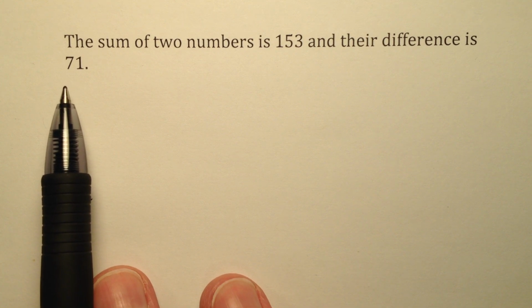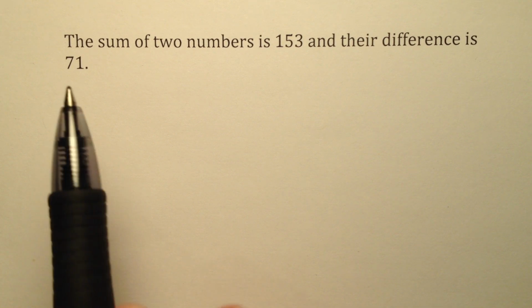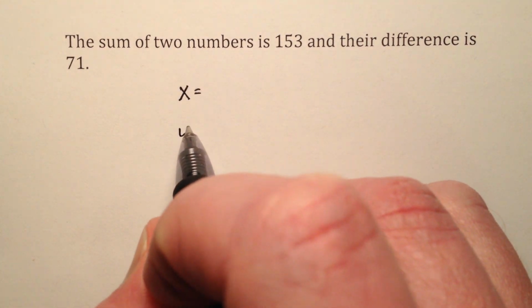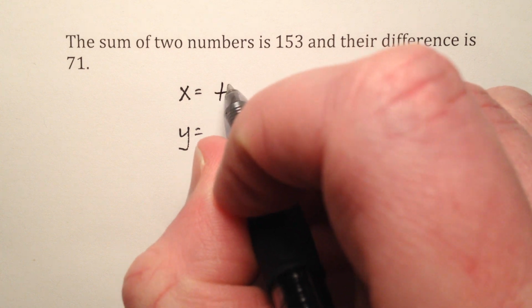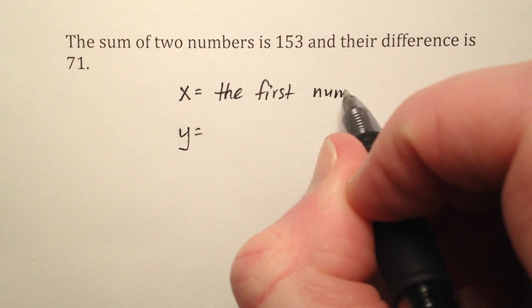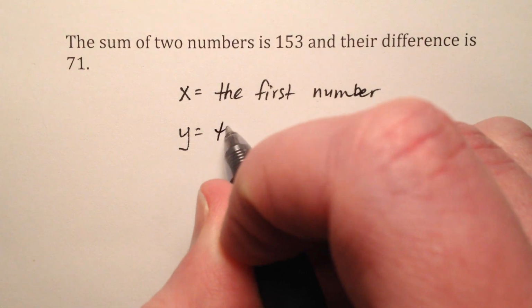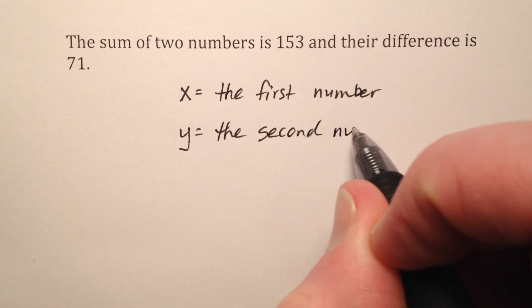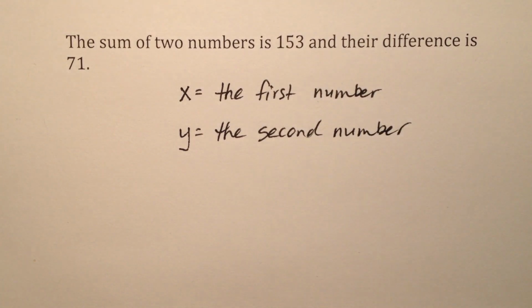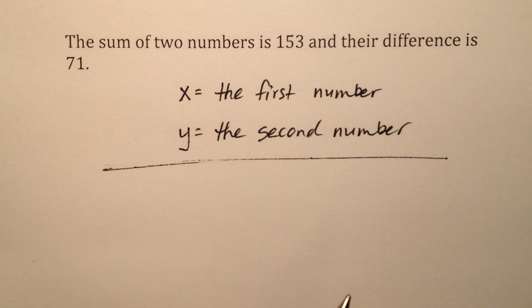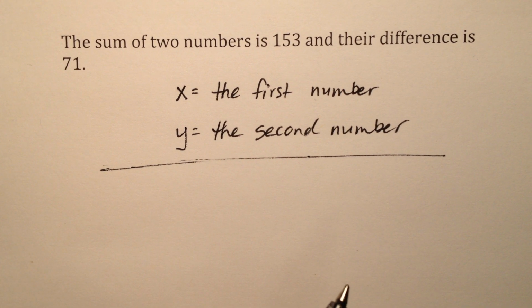So the first thing I'm going to do is write a couple of variable definitions. We can use x and y for my variables, and maybe x is the first of these two numbers, and y is the second number. Okay? So now that we have our variable definitions, we know whenever we're using variables what they represent.